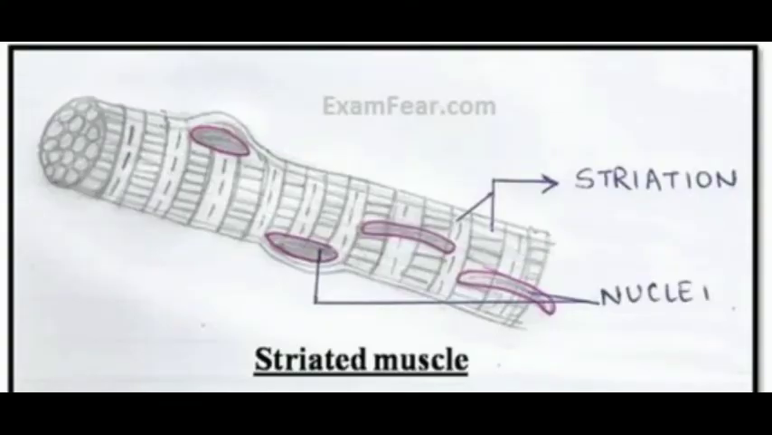Their important property is that they continuously relax and contract in a rhythmic way. Striated muscles are having cells which are long, cylindrical and unbranched. Just see, there are a number of nuclei present and they are present towards the periphery. So, striated muscles are multinucleated and the nucleus is present towards the periphery. That means sides.